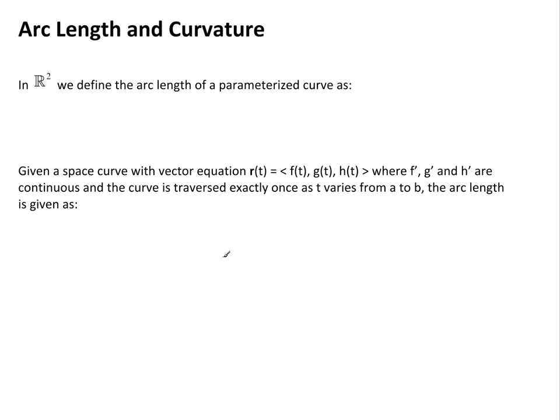When we're working in R2, we define the arc length of a parameterized curve as simply the integral from a to b, the square root of f prime of t quantity squared plus g prime of t quantity squared dt. And actually we will define the arc length of a space curve in really the exact same way.